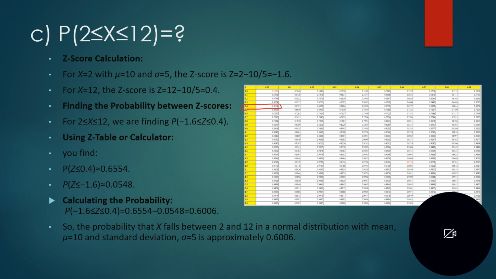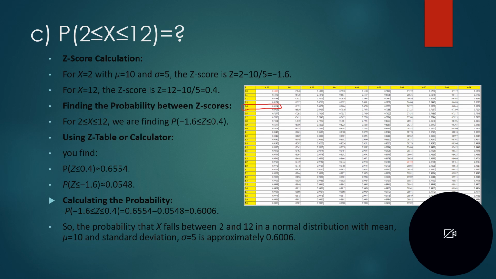The z-score for a given value x from a normal distribution with mean mu and standard deviation sigma is calculated using the formula z is equal to x minus mu divided by sigma. For x equal to 2 with mu equal to 10 and sigma equal to 5, the z-score is z equal to 2 minus 10 divided by 5, which equals minus 1.6. And the same formula when applied to x equal to 12, the z-score is 0.4.